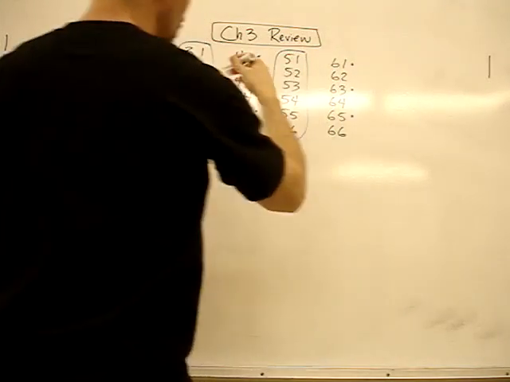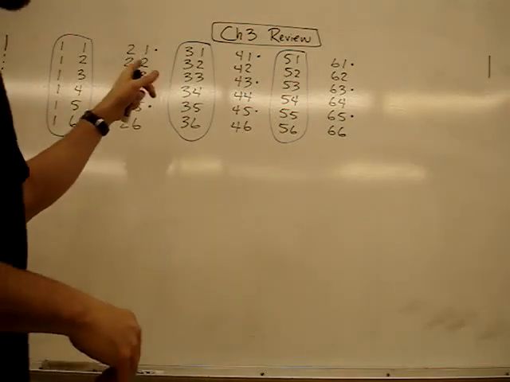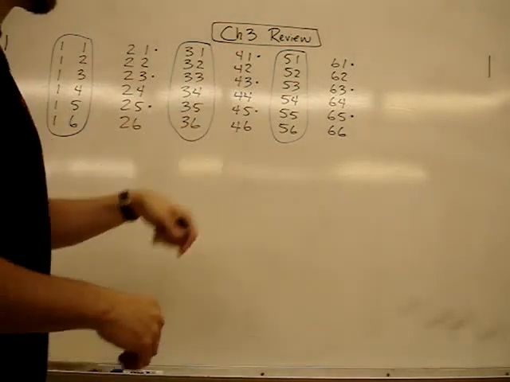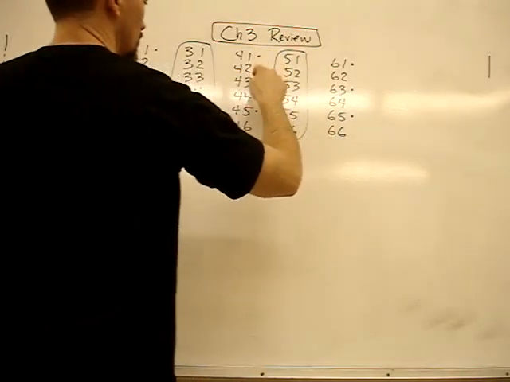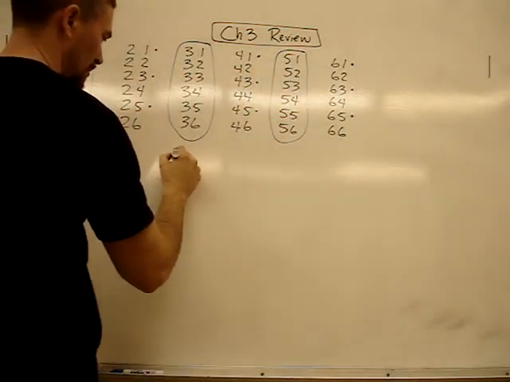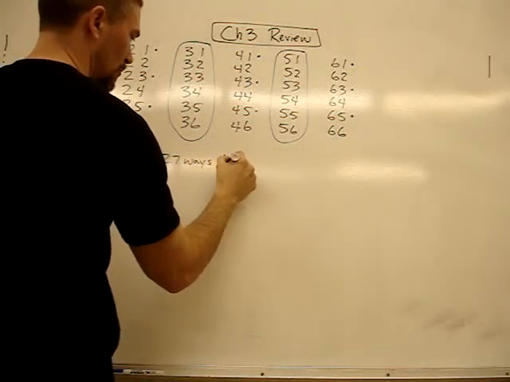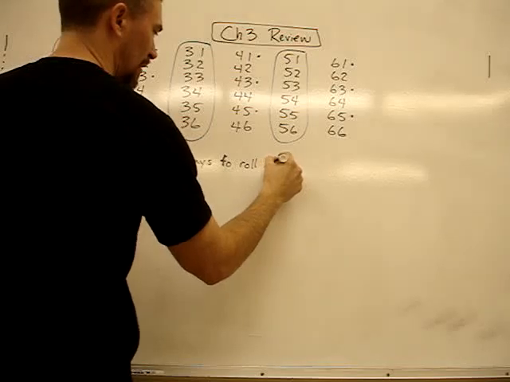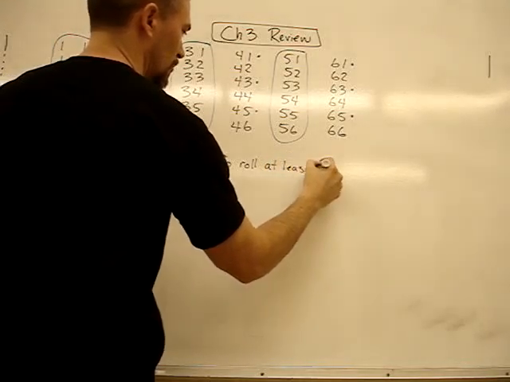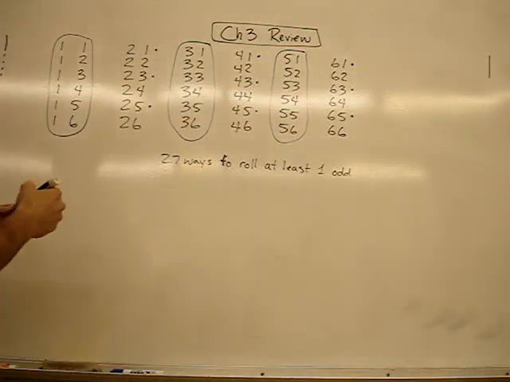So most of these questions result in some kind of a pattern. So 3, or 6, 12, 18, 19, 20, 21, 22, 23, 24, 25, 26, 27. 27 ways to roll at least one odd. That's how many ways? 27 ways.